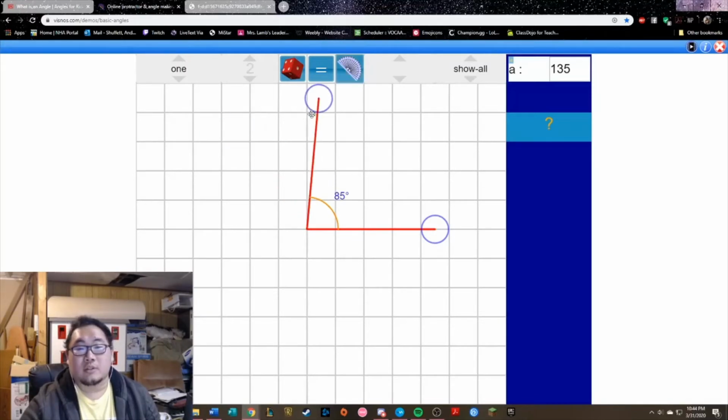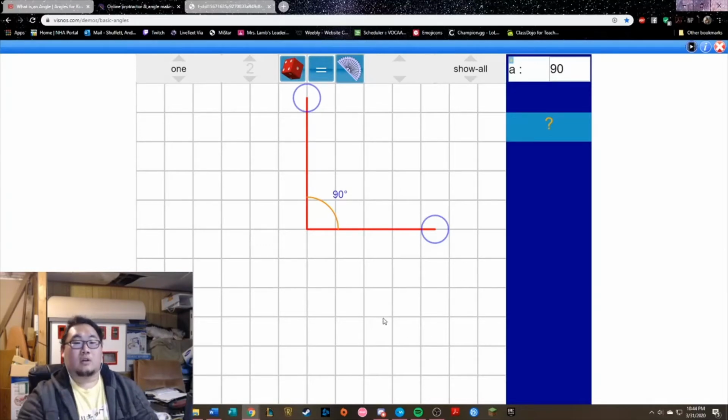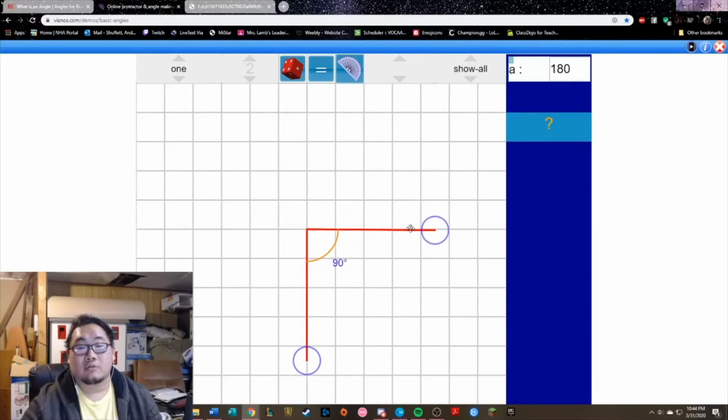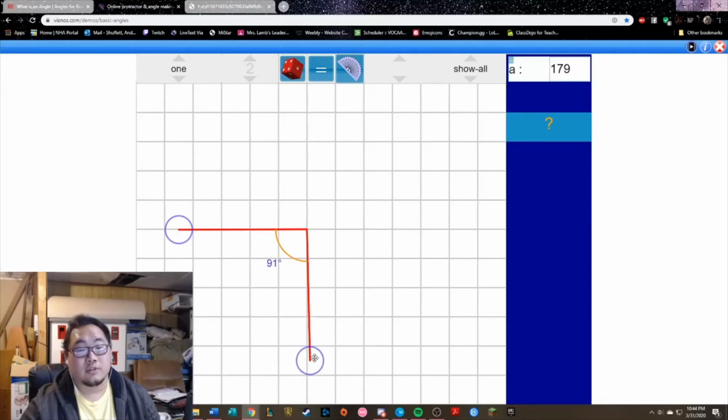A right angle, boys and girls, you're looking at this. You could also, however, be looking at this. Or you could be looking at this. Any angle that is 90 degrees is a right angle. They're not always going to look the same.